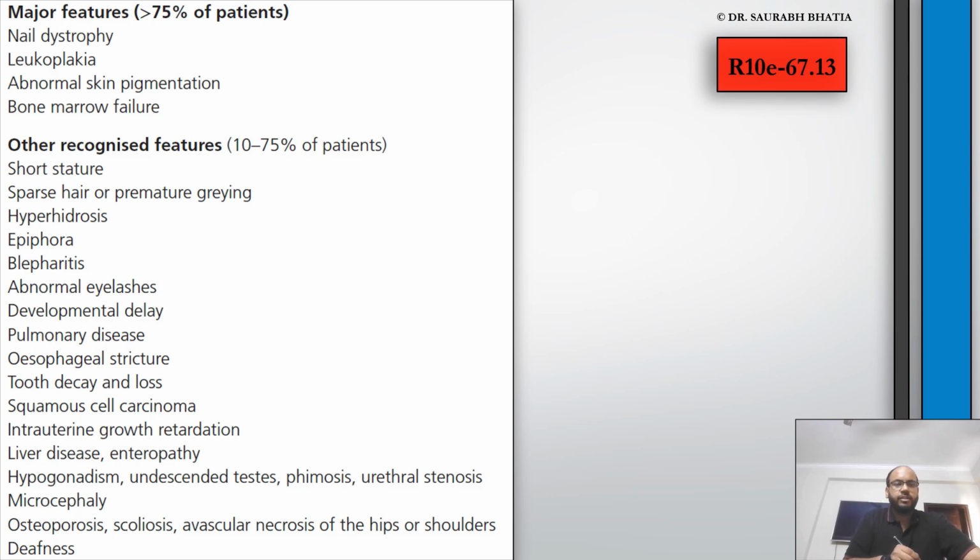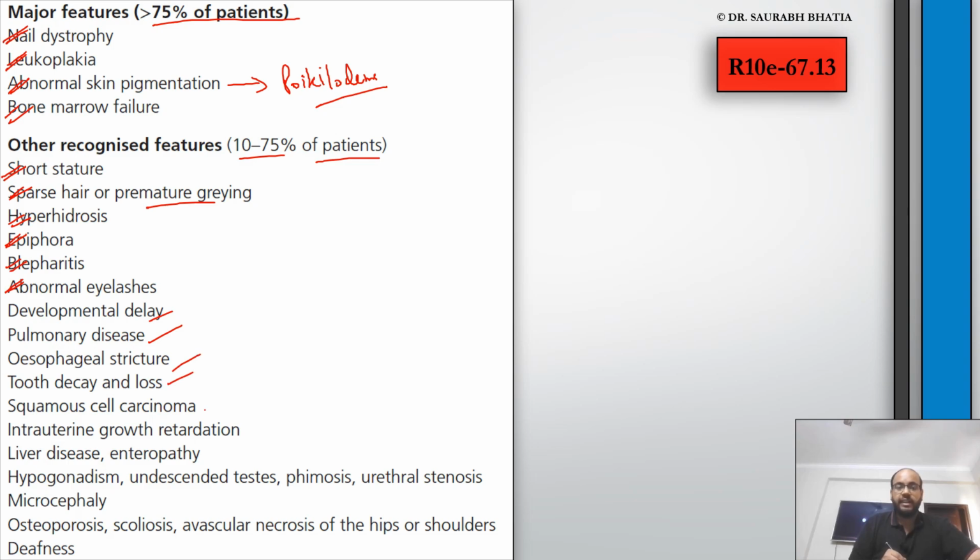Now, these are the additional features. The major features are present in more than 75% of the patients, like nail dystrophy, leukoplakia, abnormal skin pigmentation, and bone marrow failure. By abnormal skin pigmentation, we mean poikiloderma. Other recognized features are seen in about 10 to 75% of the patients, in which you have short stature, sparse hair or premature graying, hyperhidrosis, epiphora because of lacrimal duct atresia, blepharitis, abnormal eyelashes, developmental delay, pulmonary issues, strictures, tooth decay, SCCs. These are all the additional features that we were talking about. Let's move forward.